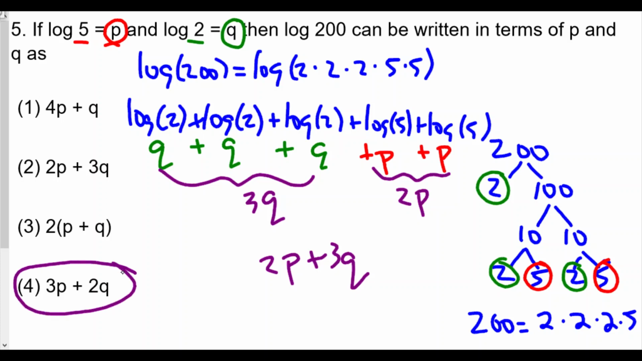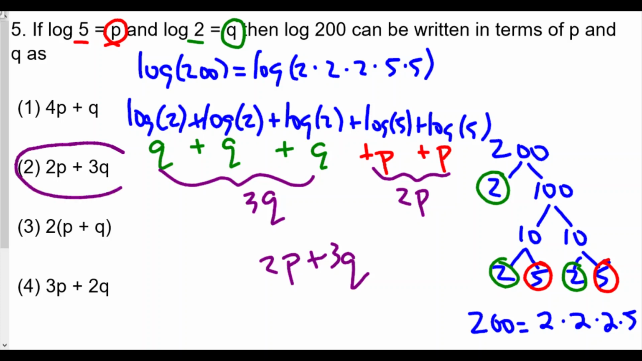Oh, sorry, not choice 4, oops, I mixed them up, sorry. Choice 2, 2P plus 3Q. Oh man, got a little bit switched over there. Sorry about that. Okay.